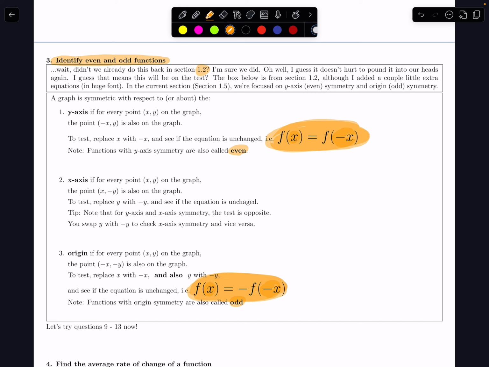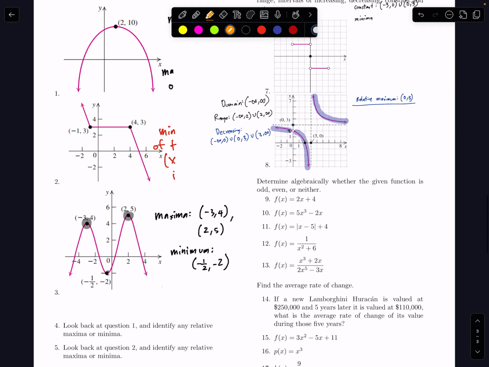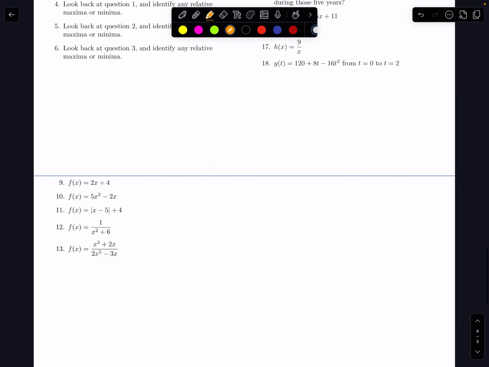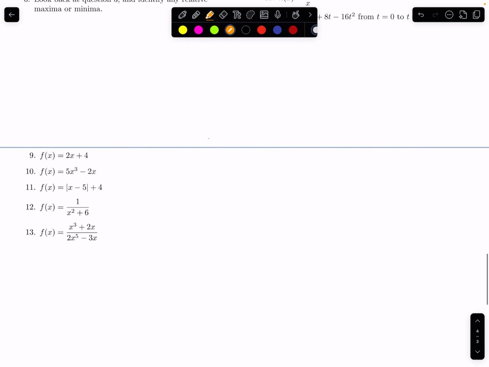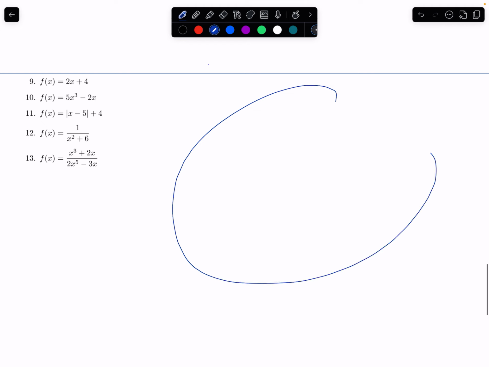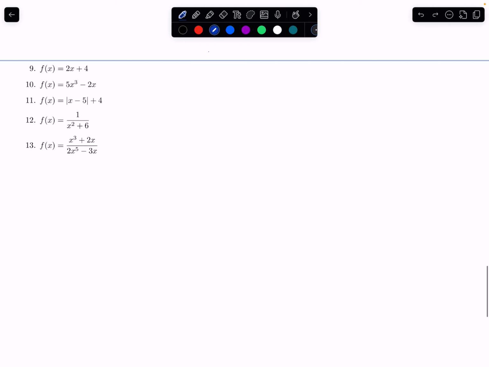And to check algebraically, you just plug in an x and then you plug in a negative x and see how the function changes. So let's try it now. Questions numbers 9 to 13. I have it copied and pasted down here. And we're going to do what we did last time and just write the answers in the scratch area and then erase them after.